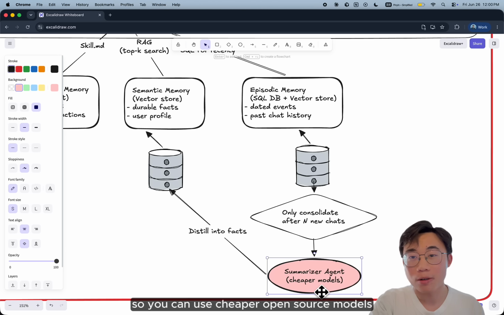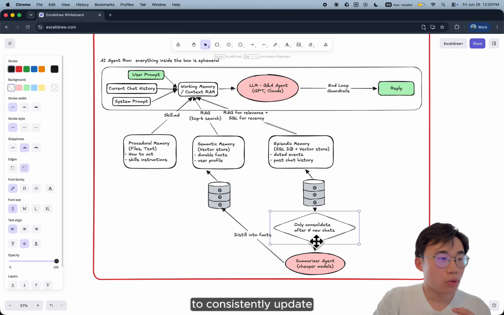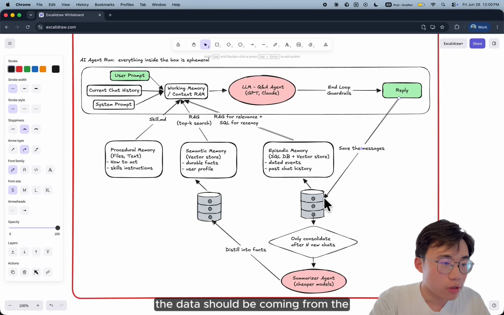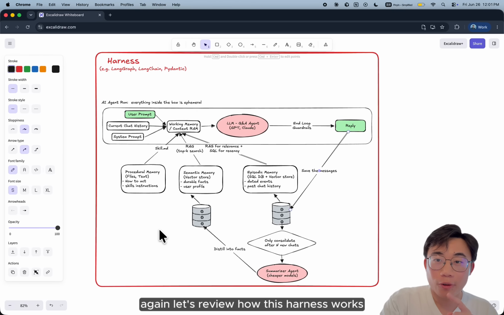So you can use cheaper open source models if you want to. Having such a mechanism allows you to consistently update this memory system. The data should be coming from the previous large language model replies. Again, let's review how this harness works.